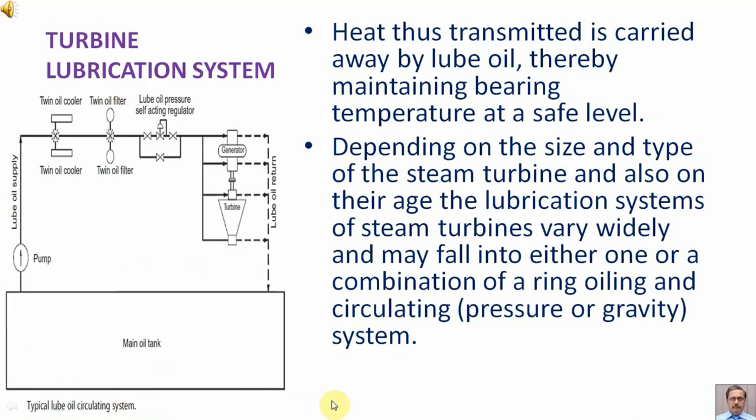Depending on the size and type of the steam turbine and also on their age, the lubrication systems of steam turbines vary widely and may fall into either one or a combination of a ring oiling and circulating system.